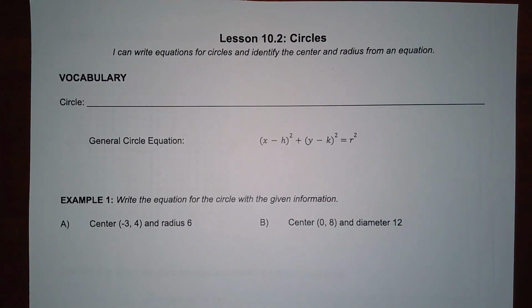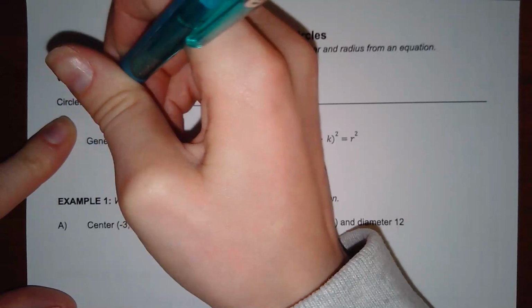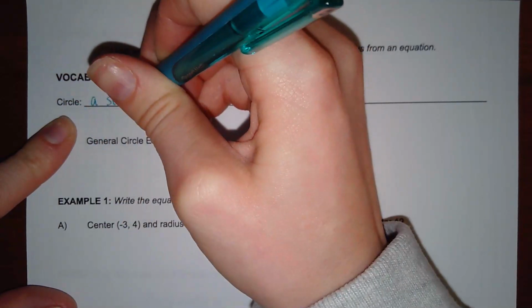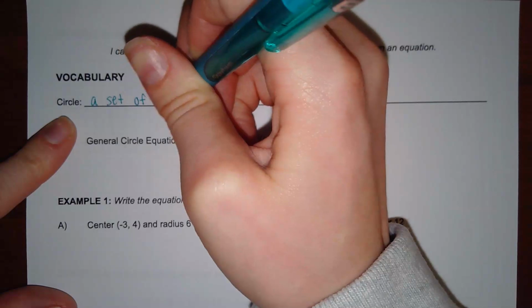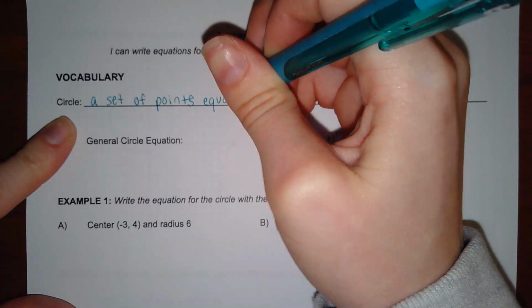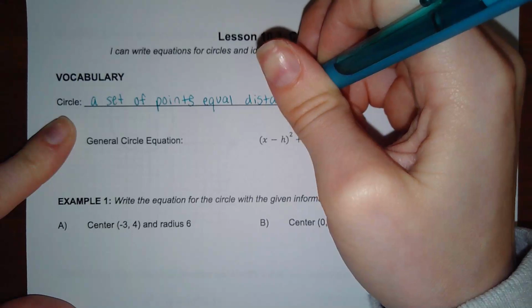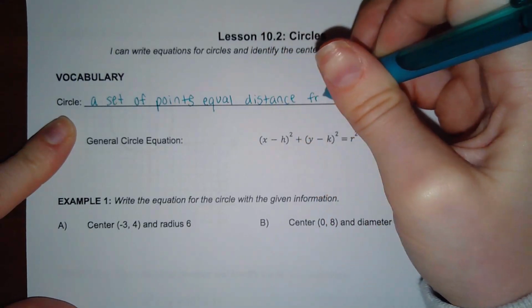So to start, just to remember what a circle is, you can probably picture a circle in your head, but the definition of a circle is a set of points equal distance from a center point.